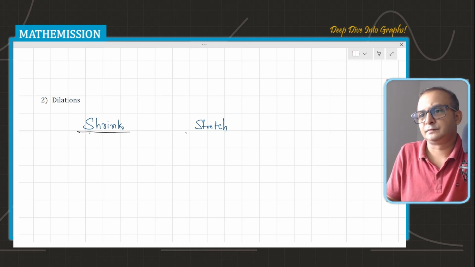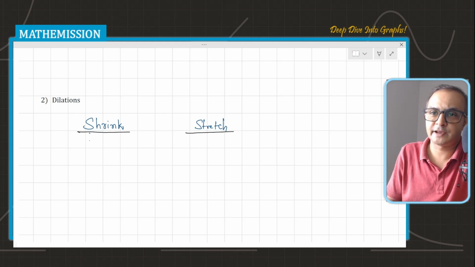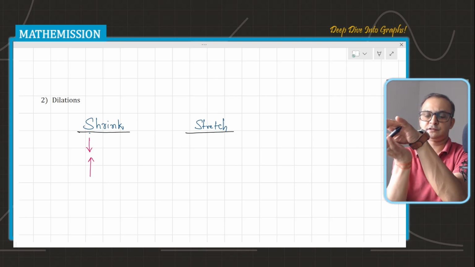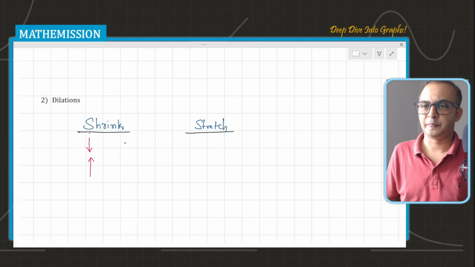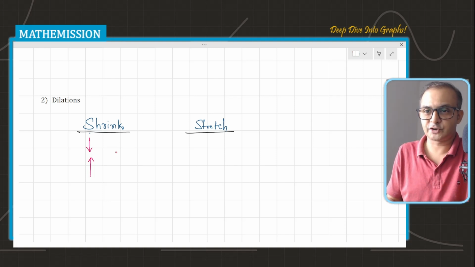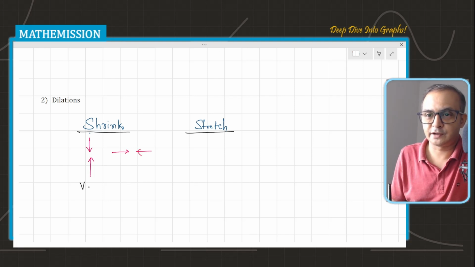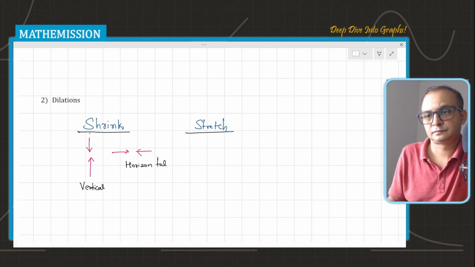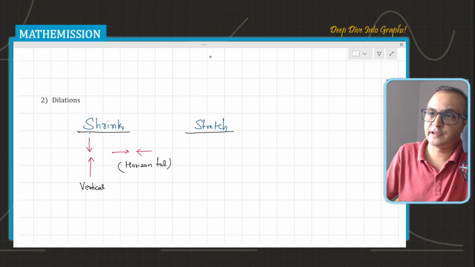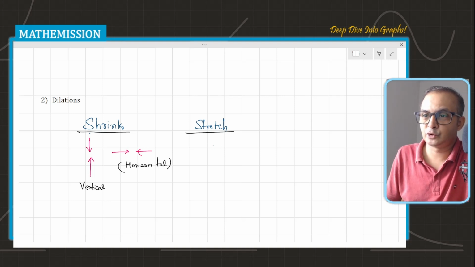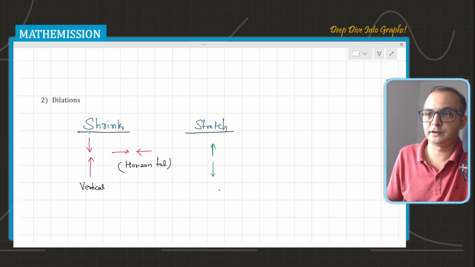So shrink can happen. Either the vertical shrink can happen. Vertical shrink means the graph will shrink like this. If the graph is given, it will shrink like this. And there's a horizontal shrink also. So it can be like this. So this I am calling vertical shrink, and this is a horizontal shrink. Similarly, the stretch can happen in two ways. Either you can stretch the graph vertically, or you can stretch the graph horizontally.